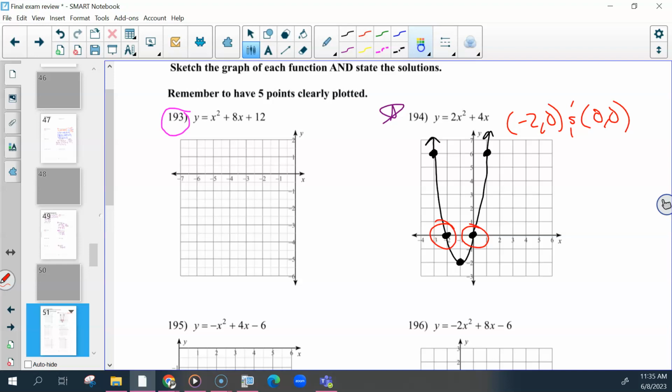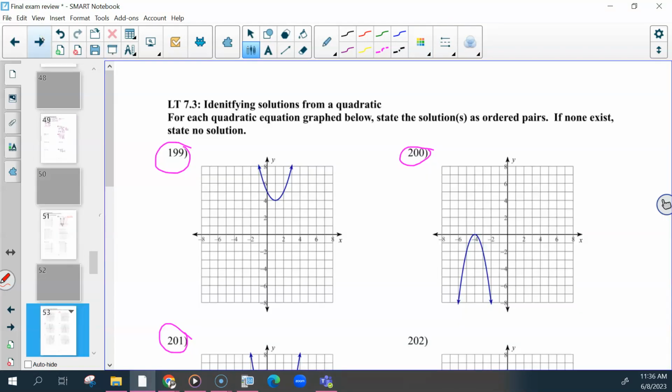Any other questions on this page? None, go to the next page. So the next objective is identifying solutions. Which of these do you want to see, go over, and have questions about?